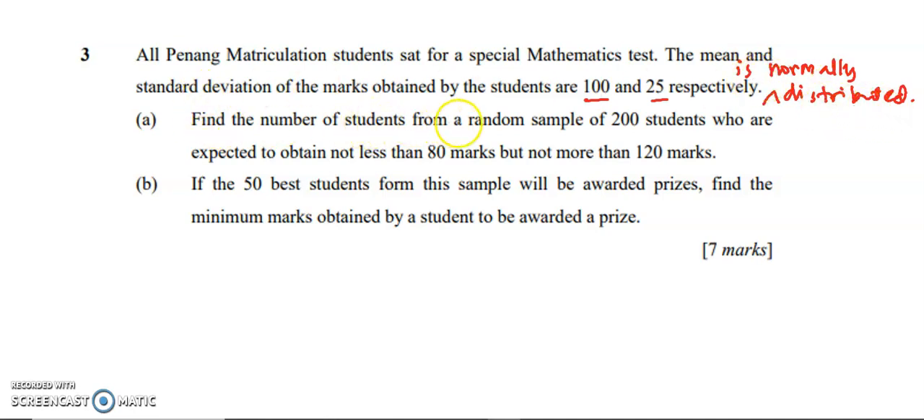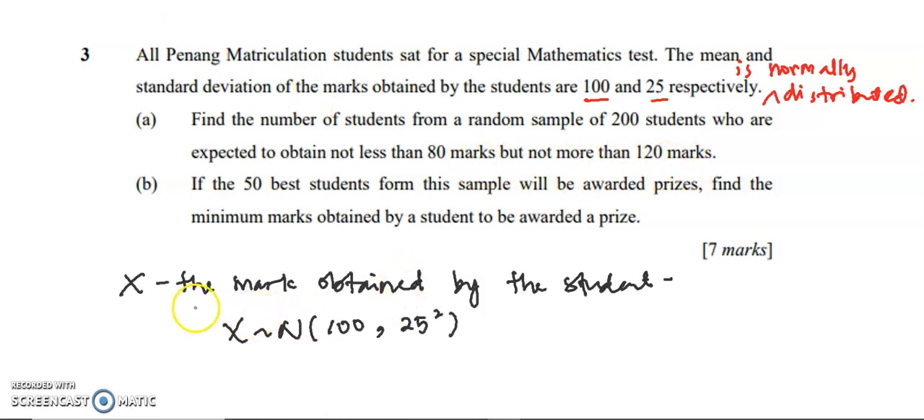Find the number of students from the random sample of 200 students who are expected to obtain not less than 80 marks but not more than 120 marks. Firstly, we need to define the X first, the symbol that we are going to use to represent the random variable. So X is normally distributed, where the mean is 100, and this we need to square because the figure given is a standard deviation. So the figure that we are going to write down here is the variance, so it needs to be squared.